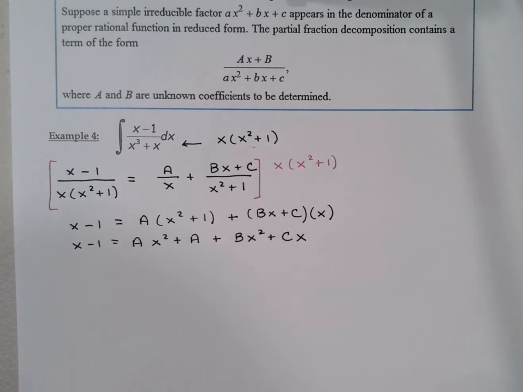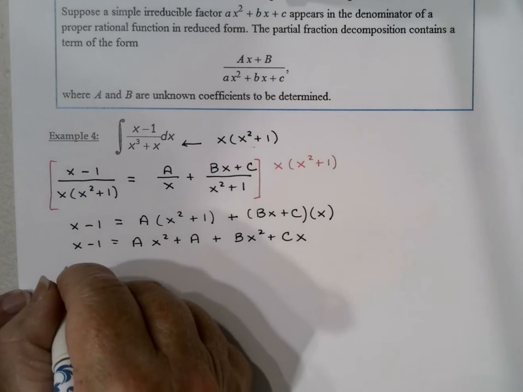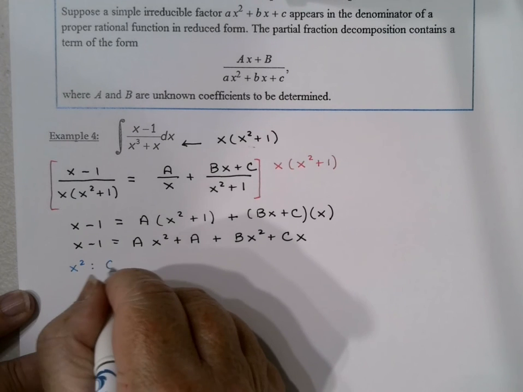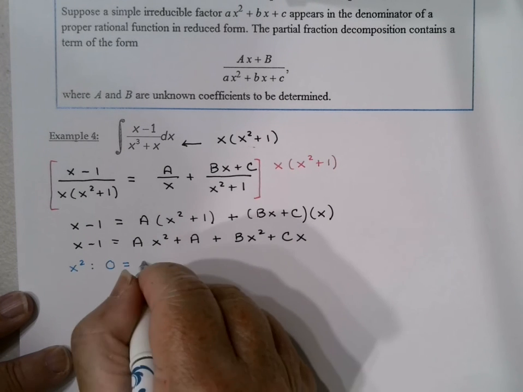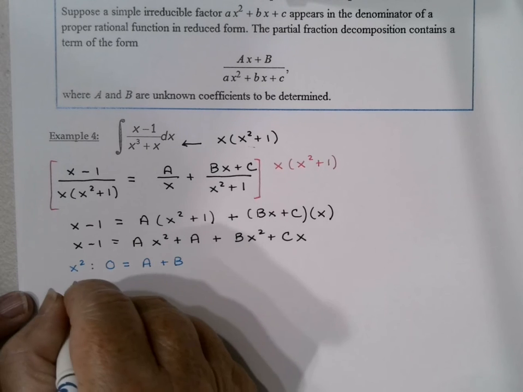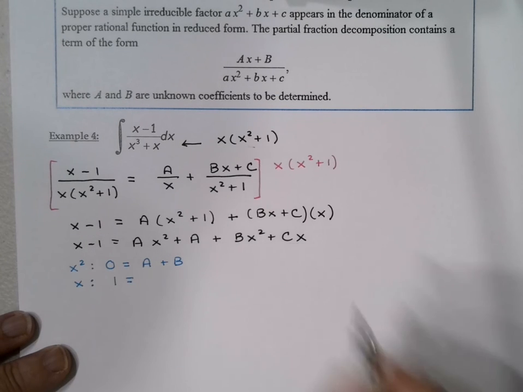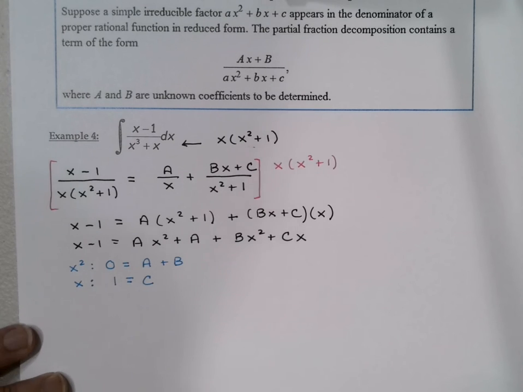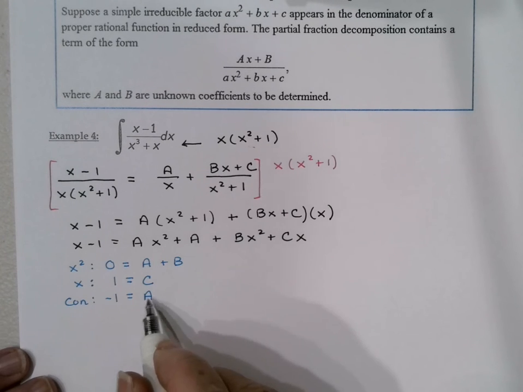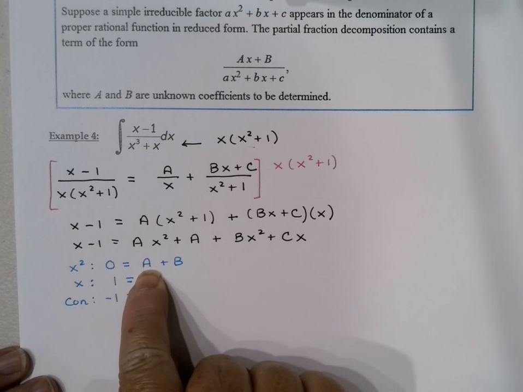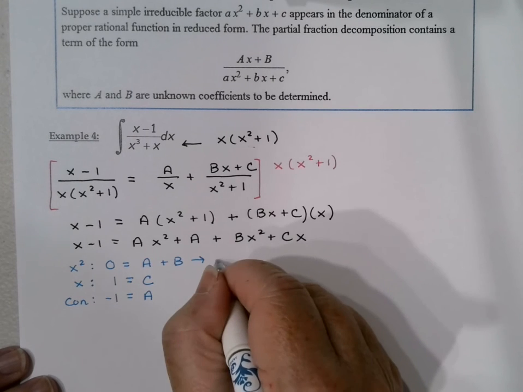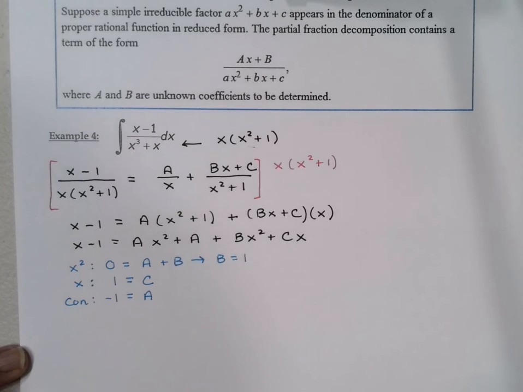We'll set up our system of equations like we've done before. For the x squareds, none on the left, and on the right I've got a plus b. For the x's, just 1 on the left, and just c on the right. And for the constants, negative 1 on the left, and just a on the right. So it looks like I already know both a and c. If a is -1, b is going to have to be +1 to add up to 0. So I won't even bother putting this one in my calculator. It was too easy.